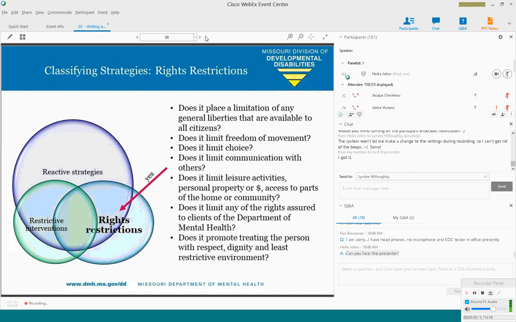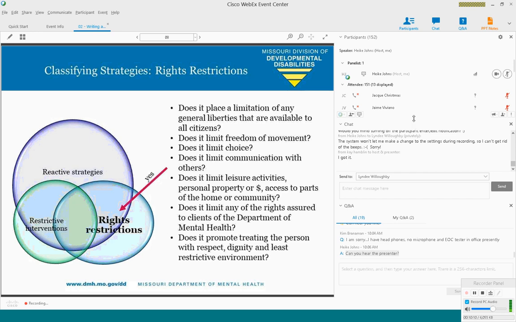So talking about rights restrictions or limitations of a person's rights, these are things that you need to think about. If you're limiting a person's general liberties that are available to any of us, something we would all have access to, you're limiting that, it's a rights restriction. That might be limiting somebody's freedom of movement, limiting their choice, limiting their communication with other people, limiting their leisure activities, limiting the amount of property or money they can have at any given time, or whether they can access parts of the home or community.